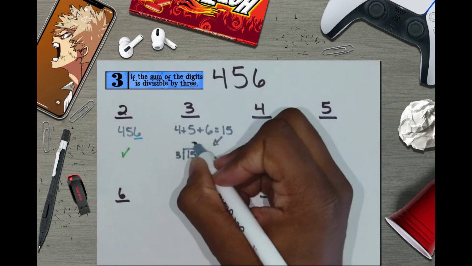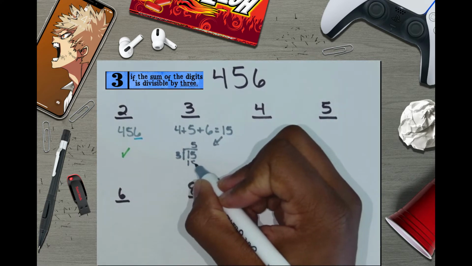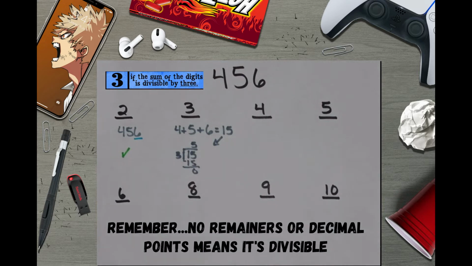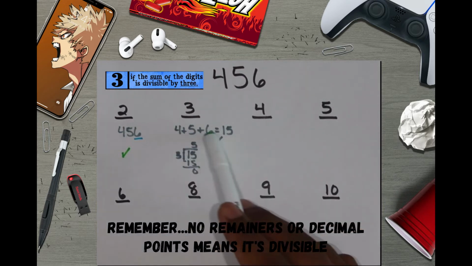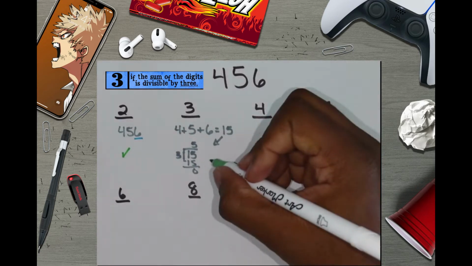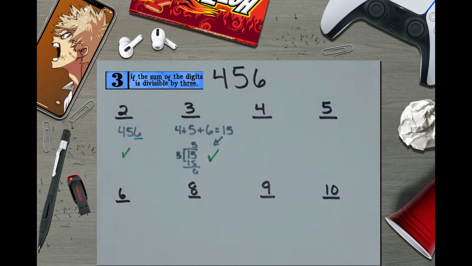3 goes into 15 5 times, and I get a 0. I don't get a remainder. I don't have to annex a 0 or anything. So that means the sum of these digits, which is 15, is divisible by 3. So guess what? That works too. Let's move on to number 4.